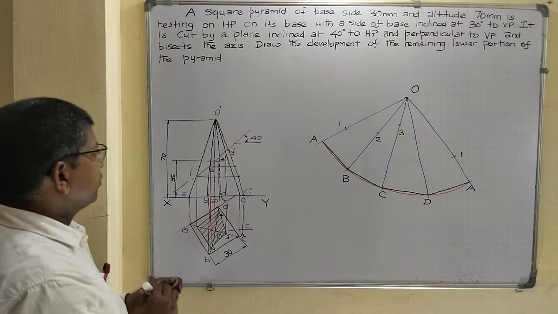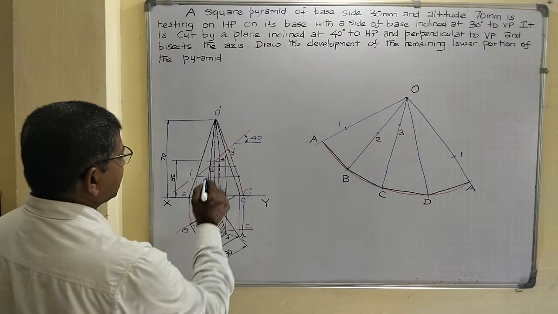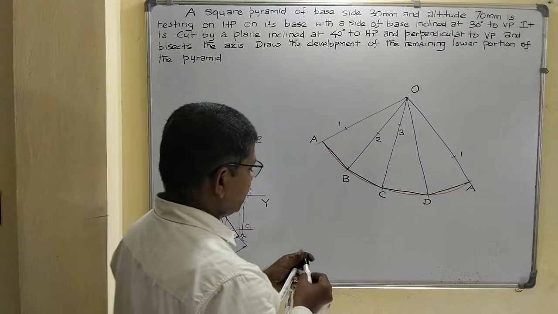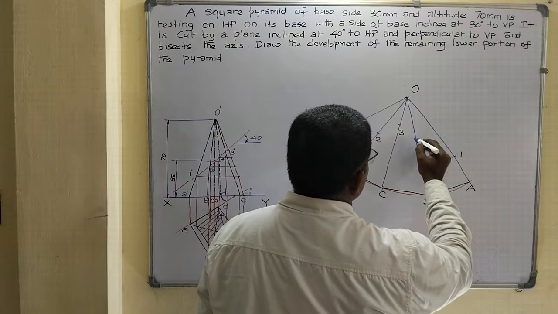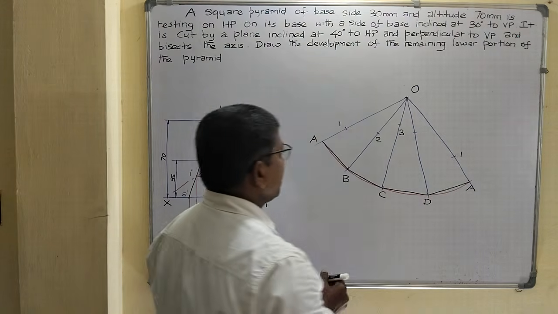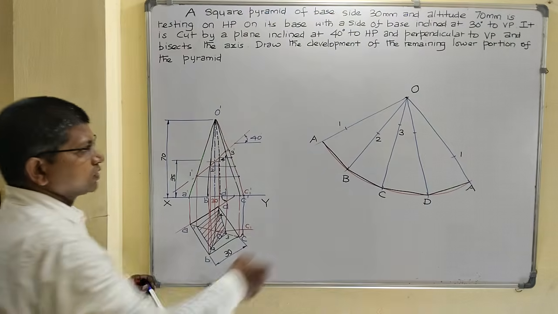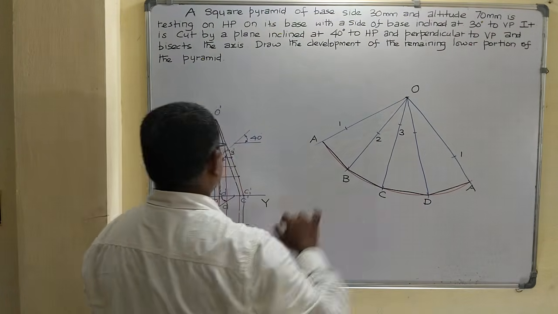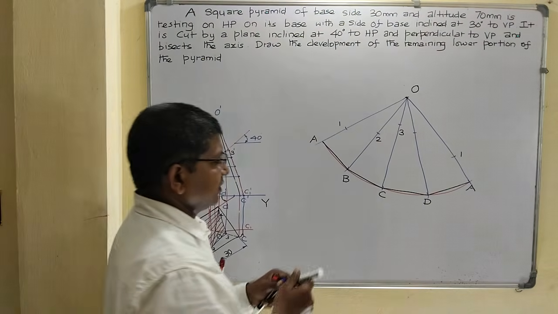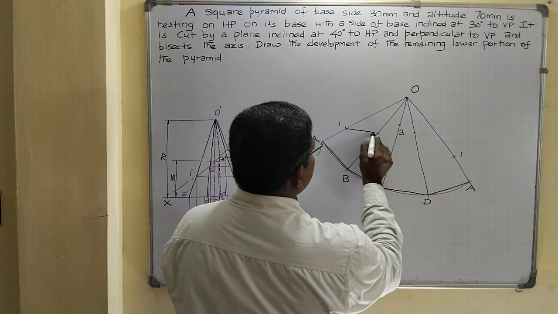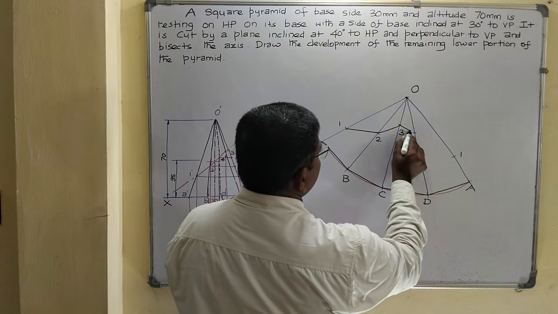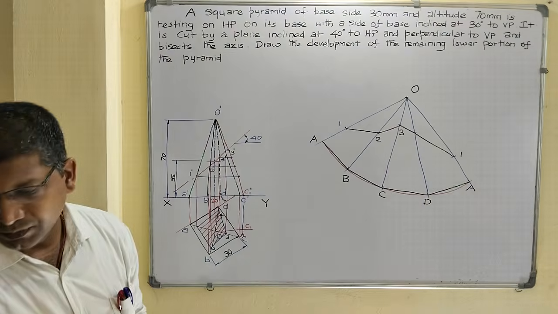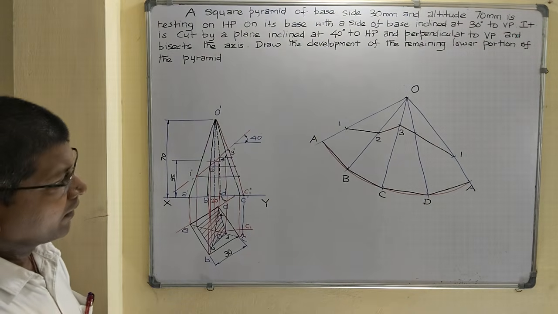And then mark the next point. How to mark point 4? Draw a horizontal line from 4 dash up to the true slant edge. Take the distance as radius. Draw the arc at the slant edge OD, with O as center and the O dash to the cutting point distance as radius. Now join all the points by a straight line. Okay.